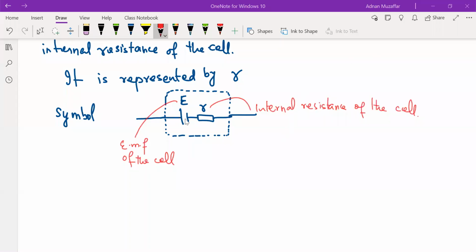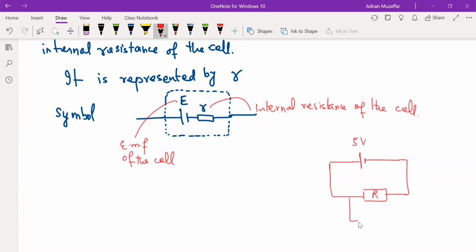So due to internal resistance of the cell, some of the voltage of the battery will be lost. In reality, what we do, if in your IGCSE we have done with the circuits, even here we will deal with the circuits. For example, if we are saying that one resistance is connected here, which is external resistance, it is R, and we are providing 5 volts from this.